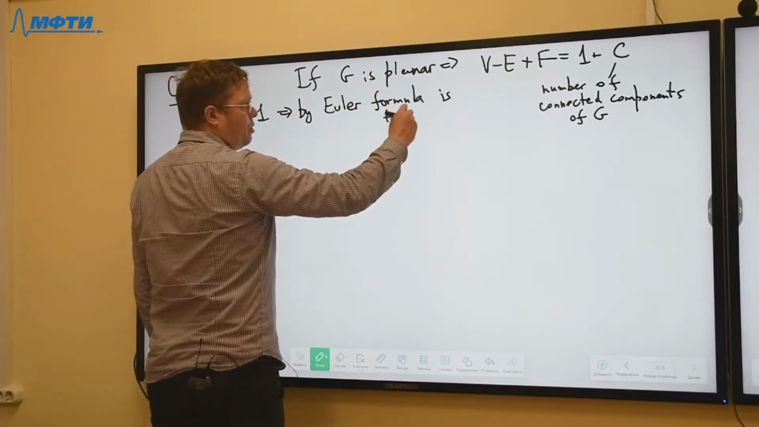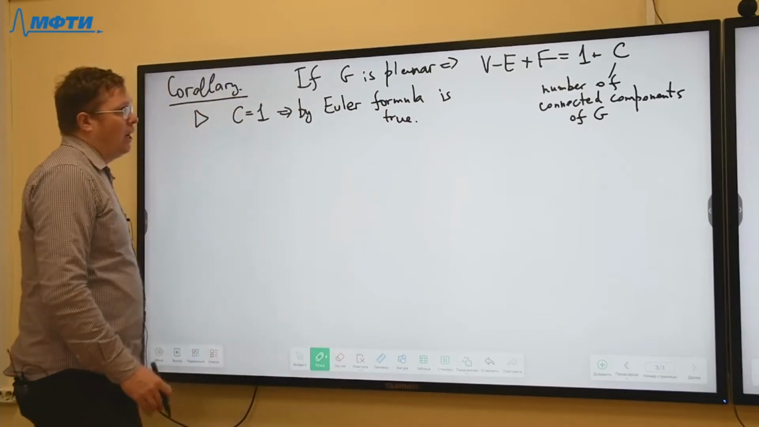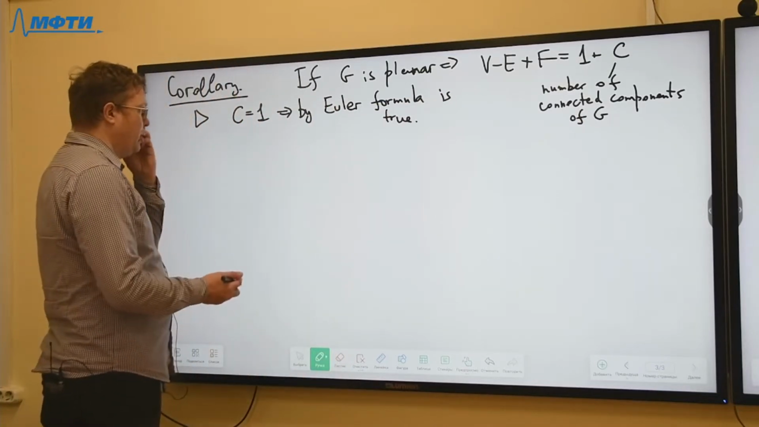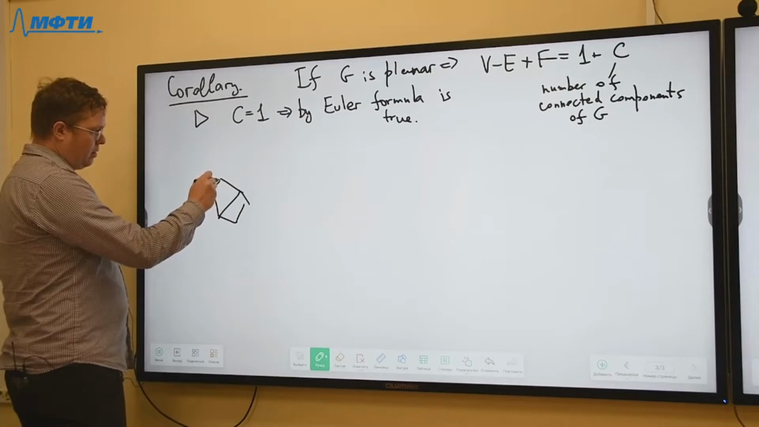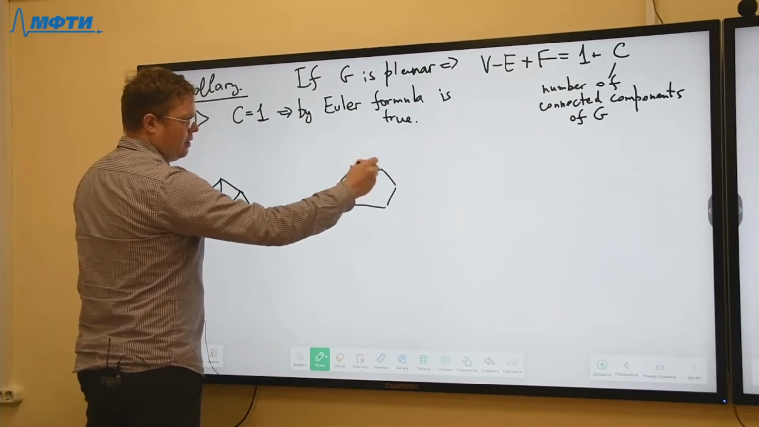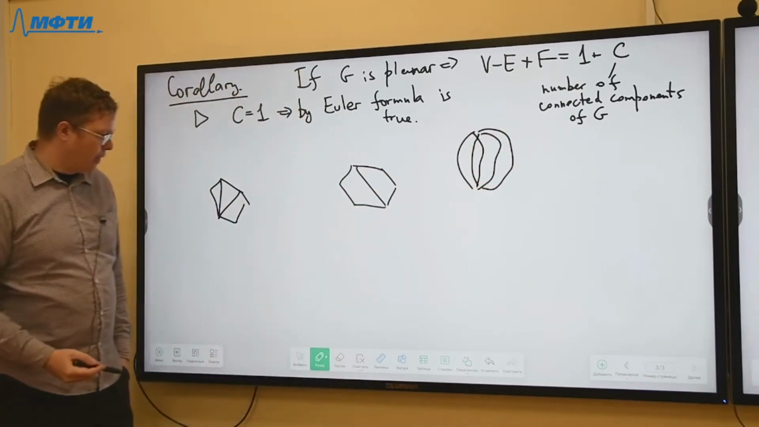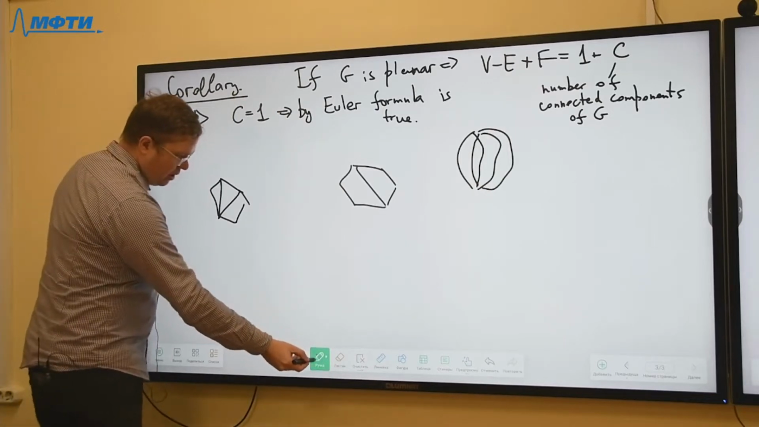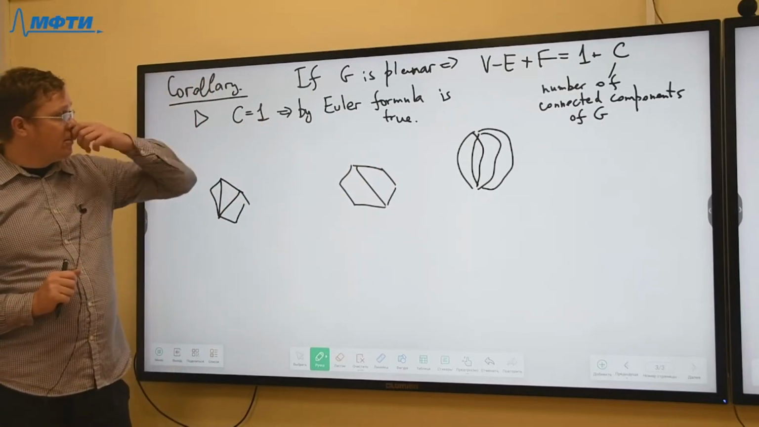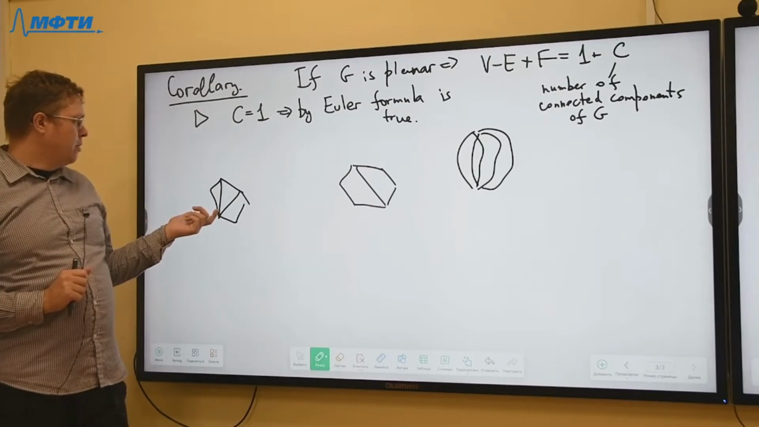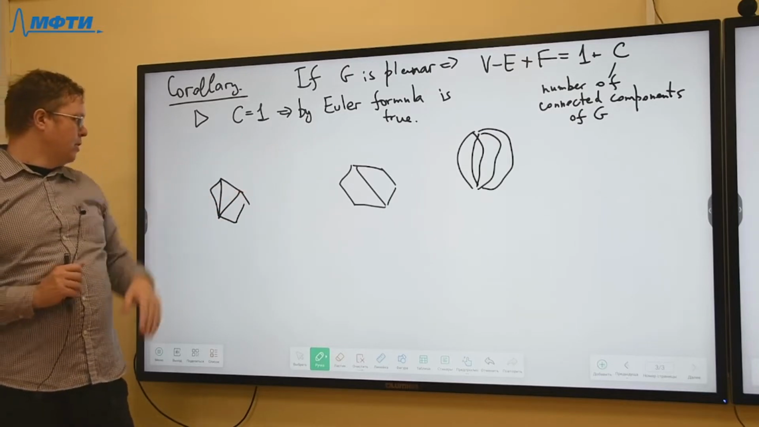So by the theorem we just proved, if a graph is connected, then V minus E plus F is equal to 2. And if we have different components, we can just compare them one by one. So if we have different connected components here, then we can look at each of these connected components, and the Euler formula holds for each. The only difference is that the outer face is common for each of these graphs.